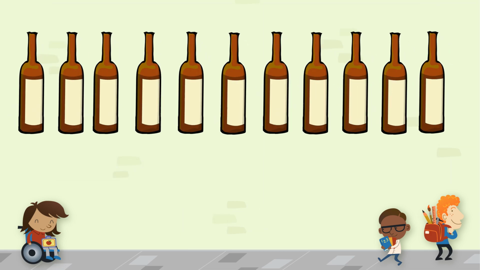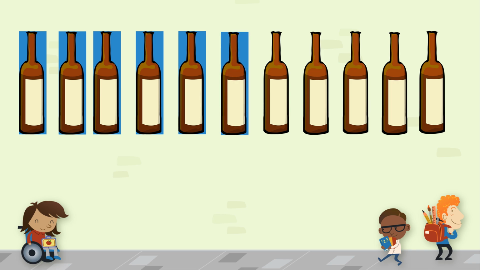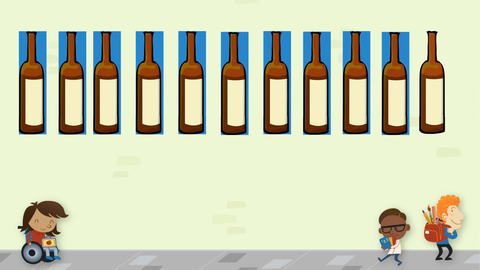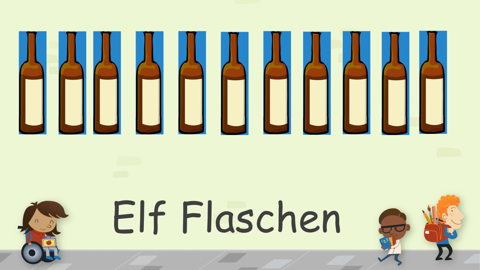Flaschen. Let's count the number of Flaschen. 1, 2, 3, 4, 5, 6, 7, 8, 9, 10, 11. 11 Flaschen.